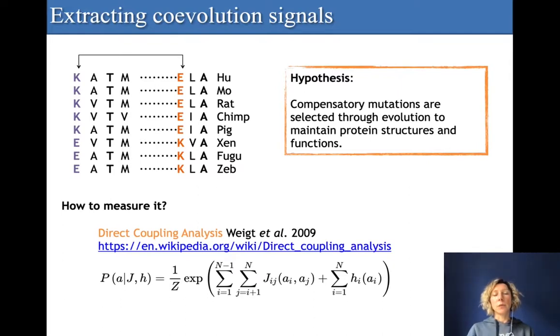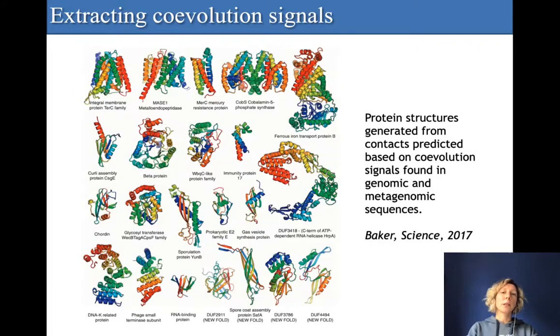So there's been a method developed by Martin Weigt in 2009 to infer these contacts, these signals, with high precision, and to disentangle direct covariation from indirect covariation. And it's been shown that these signals correlate very well with 3D proximity, so the physical contact that you have between the residues in the 3D native structure. Here is an example of a Science paper published in 2017, where protein structures were generated based on contacts predicted using coevolution signals found in genomic and metagenomic sequences.